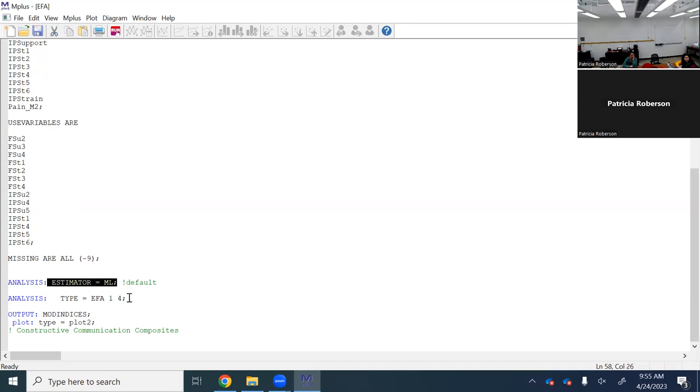Estimator is maximum likelihood. If I had nominal variables or I knew my variables were highly skewed, I probably would put MLR, which is robust maximum likelihood.